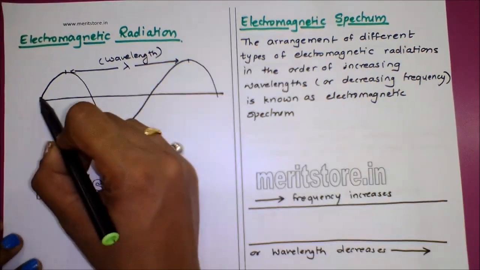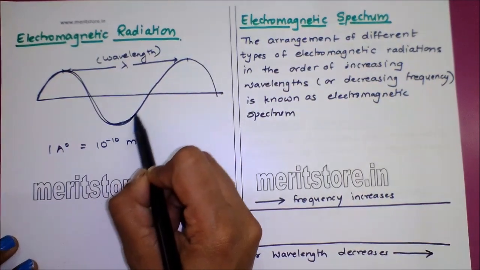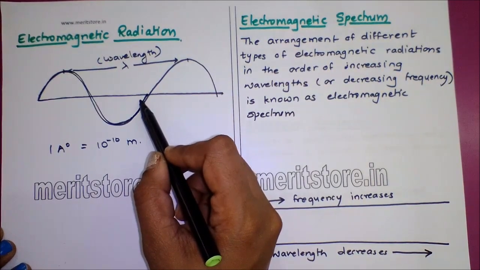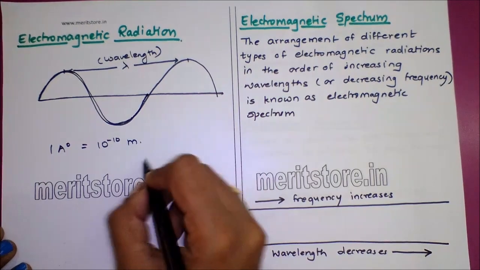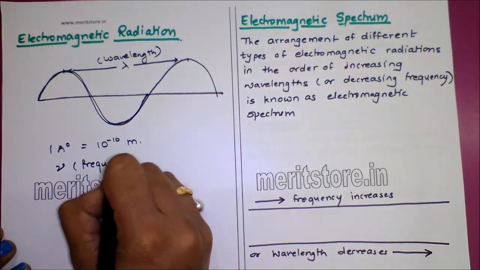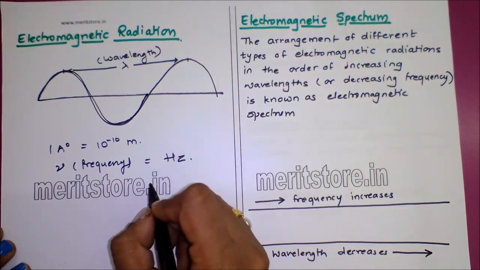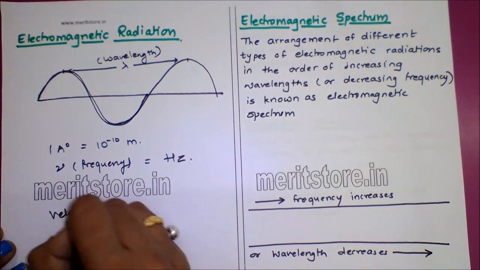When I talk about one wave, we generally consider one crest and one trough. The number of such waves passing a point in 1 second, we call the frequency, which is denoted by the symbol nu. Frequency is generally measured in hertz. The velocity is denoted by the symbol c.